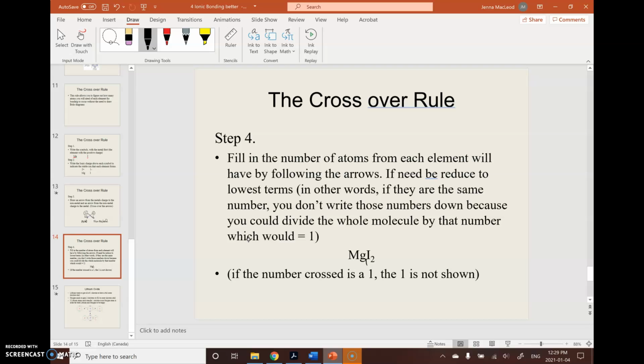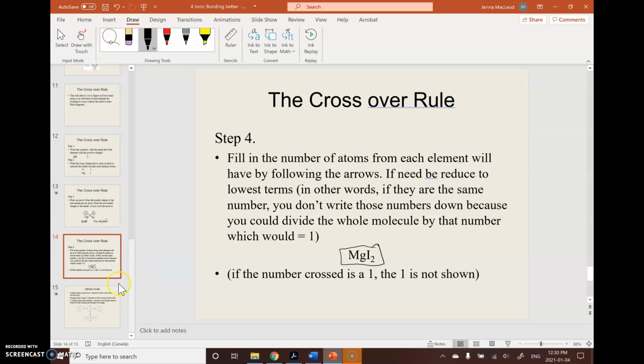Now, Mg is going to get the 1 and the iodine is going to get the 2, but we don't need to write the 1 there at all. We just know there's a 1 there. Now, if I had a 2 here, I would need to reduce that. That would be a 1-to-1, so I would just get Mg and I. But since there's not, there's just a 1. So this is your new compound, which is magnesium iodide. I'm going to get into how you can name this.